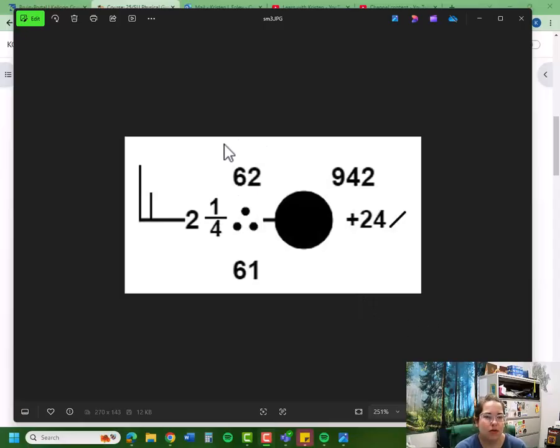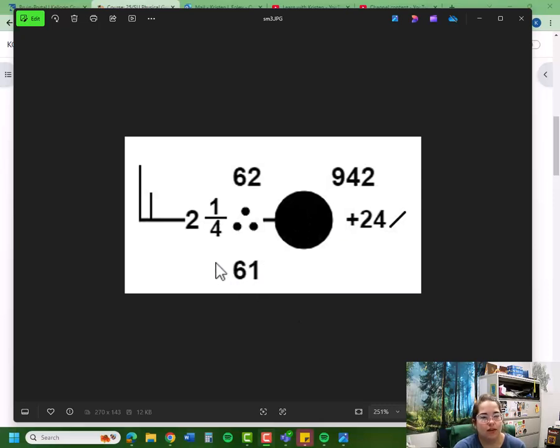So this upper left corner here, the 62, is the temperature in degrees Fahrenheit. We don't include units on here because it would be too much information in such a small space. In the United States, this is in Fahrenheit, and it's just an accepted thing. So 62 degrees Fahrenheit in this location.